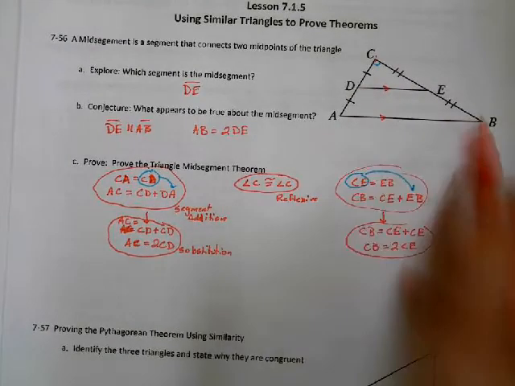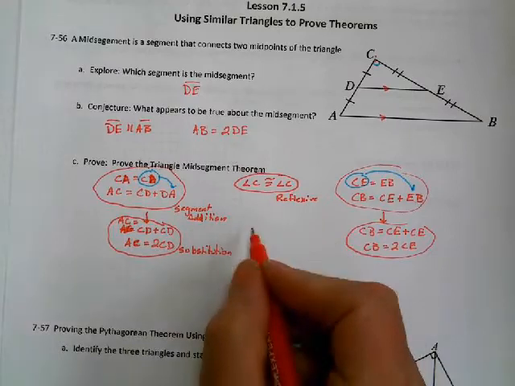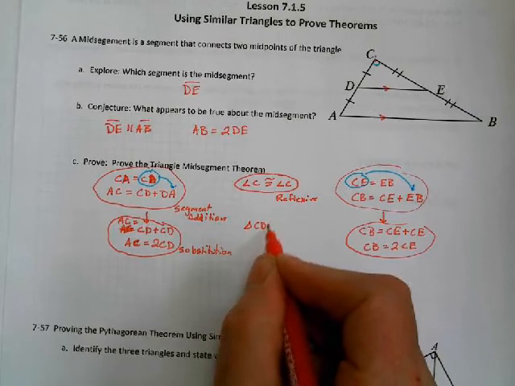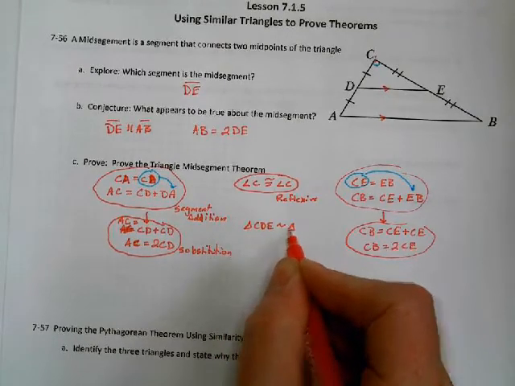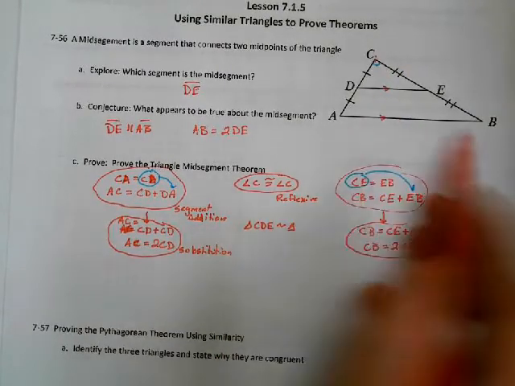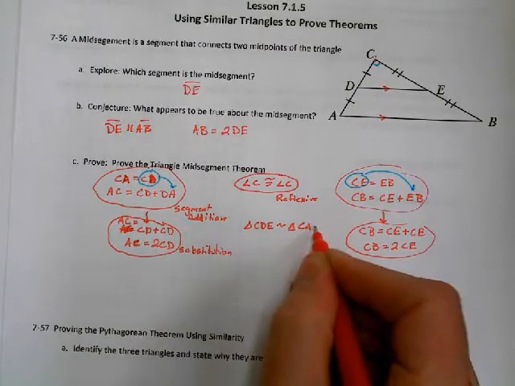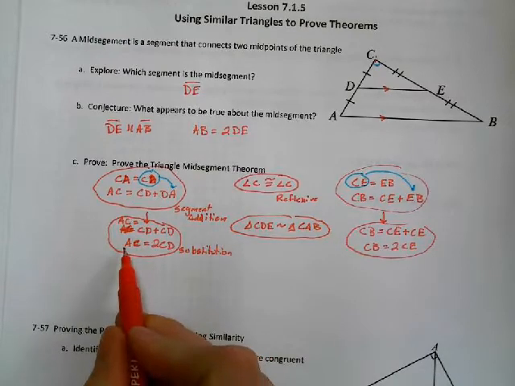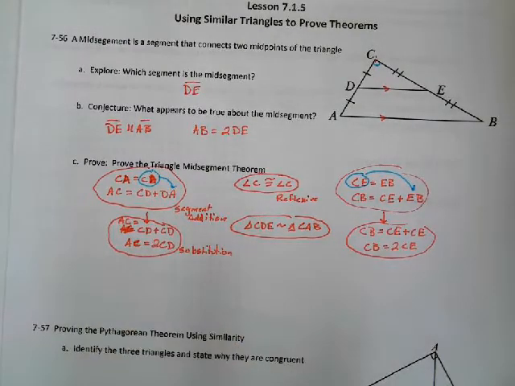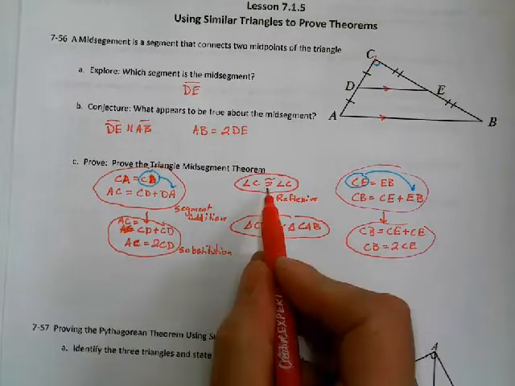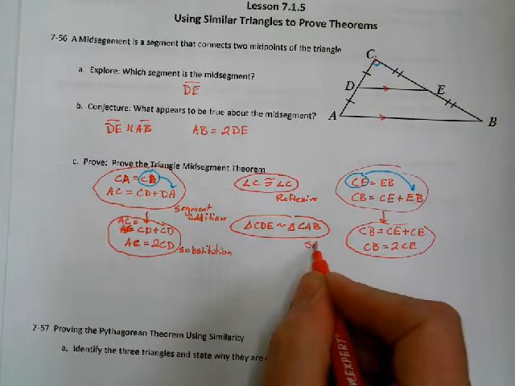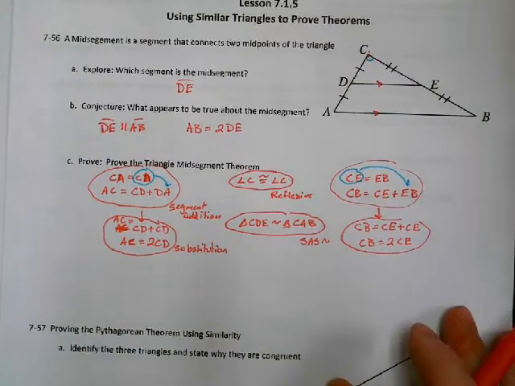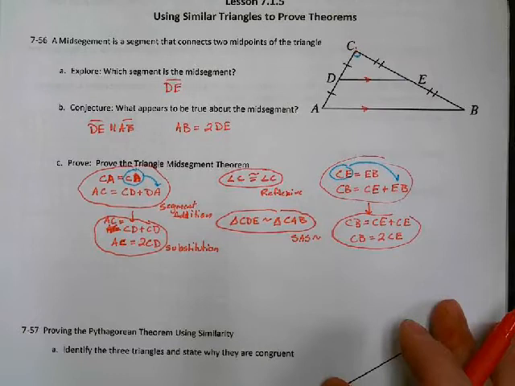So by side angle side, those two are similar to each other. So we can say that triangle CDE is similar to triangle CAB. We showed that the two sides were in the same scale factor, or the same ratio of 1 to 2, and then the reflexive angle in between. So SAS similarity.